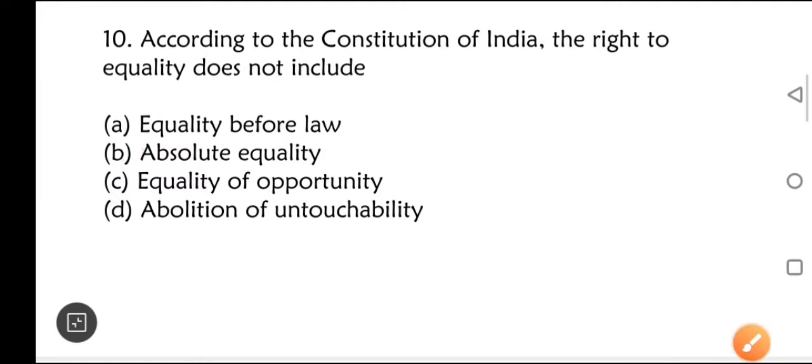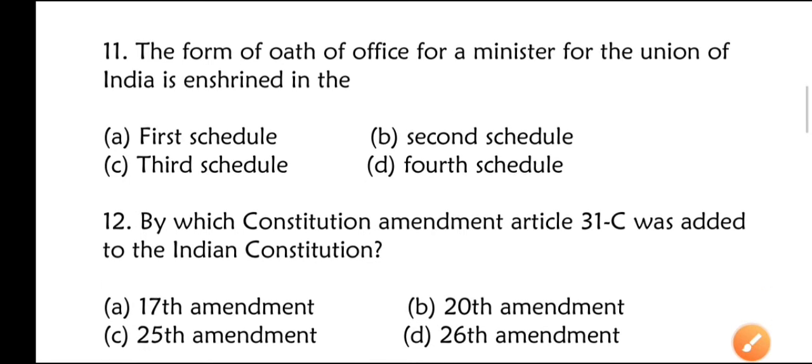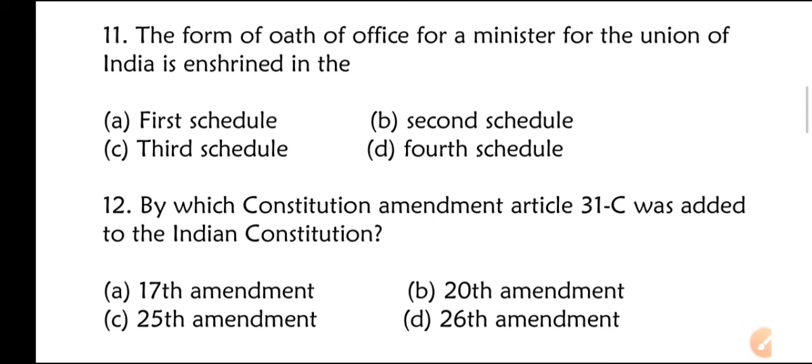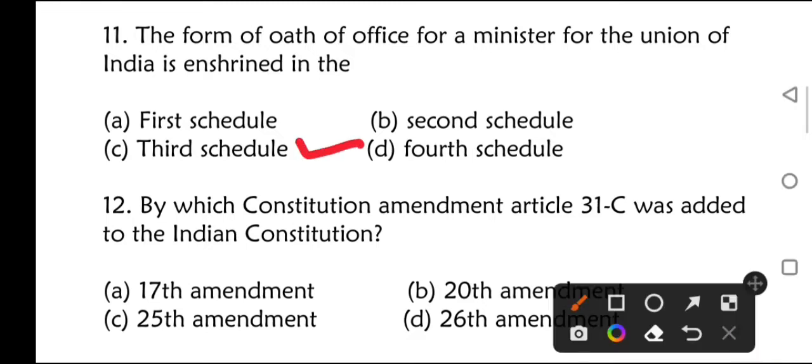Okay. Now question number 11. The form of oath of office for the minister for the Union of India is enshrined in which schedule? First schedule, second schedule, third schedule, fourth schedule. It is in third schedule. Okay. Oath of ministers, presidents, emoluments, these are in third schedule.